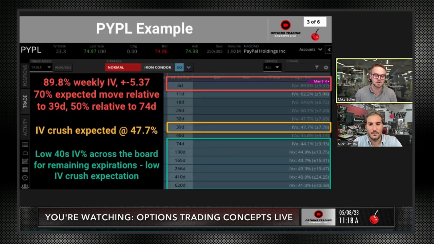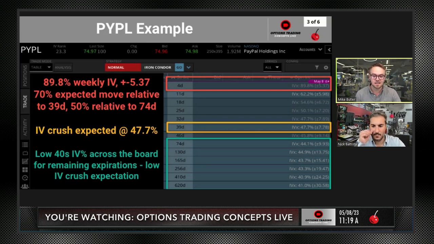So if we pop over to the next slide, we can take a look at a PayPal example. PayPal is reporting earnings today after the close, trading around $75. If we look at these different expirations, and we've done this many times before with the different earnings previews, but to hammer this concept home, looking at the 4-day cycle, the option expected move is $5.37 in this image, which is 70% of the expected move relative to the 39-day.